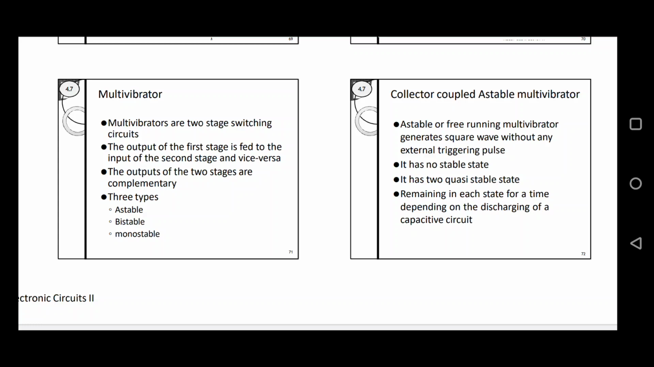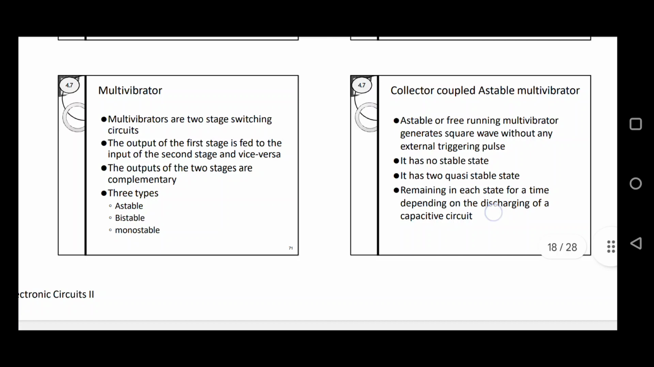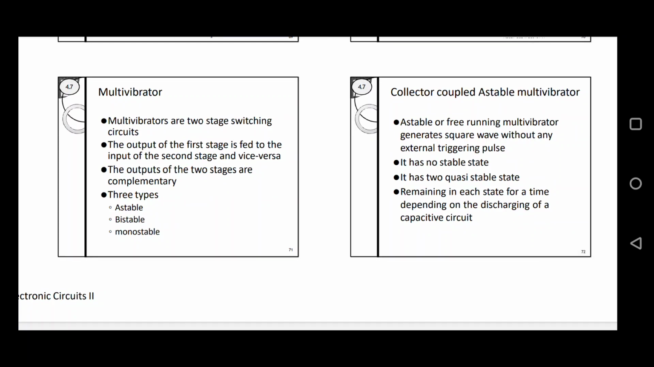Before starting the topic, let me go over the basics of multivibrator. What is meant by multivibrator? The electronic circuits which are used to generate non-sinusoidal waveforms are called multivibrators. Multi means many, vibrator means oscillations. The circuit which produces many oscillations in the form of non-sinusoidal waveforms is called a multivibrator.